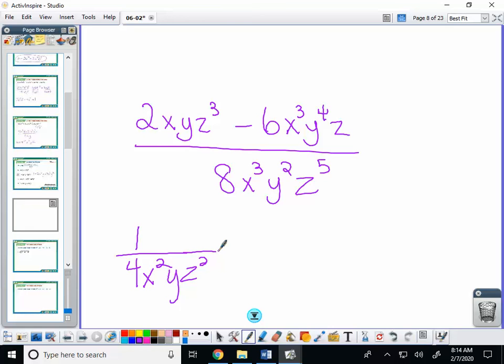Don't get it mixed up with the second term. It's a totally separate fraction. For the second term, I've got -6/8. What does the fraction -6/8 simplify to? -3/4. Okay, totally separate fraction.